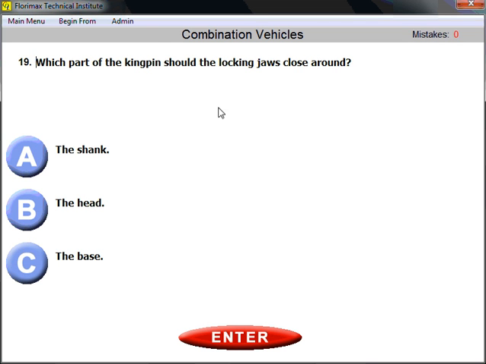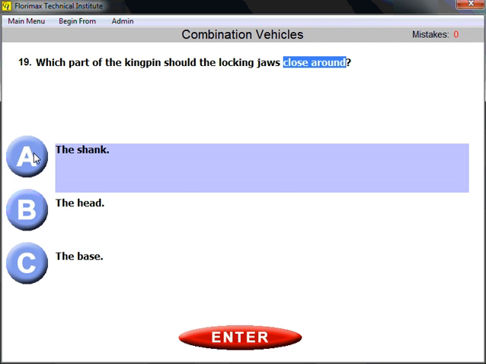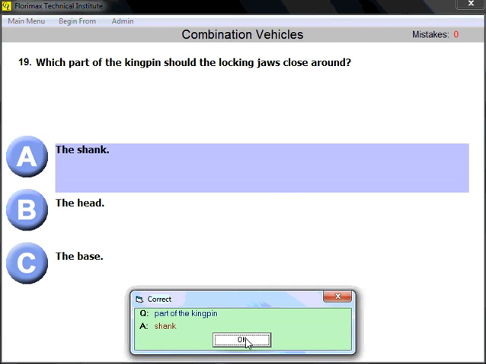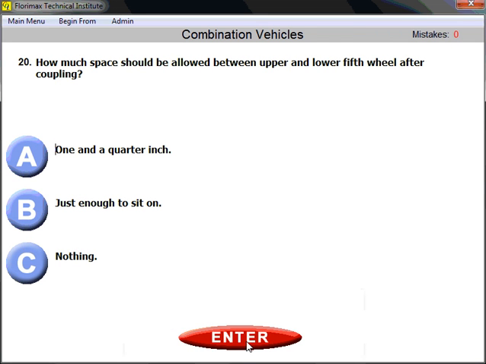Question number 19. Which part of the kingpin should the locking jaws close around? Simply commit to your memory, shank. The shank of the kingpin, the locking jaws should close around the shank of the kingpin. You are not given a picture, but just remember, shank of the kingpin, the narrowest part of the kingpin. That's where the locking jaws should close around. You can refer to the picture in your handbook.